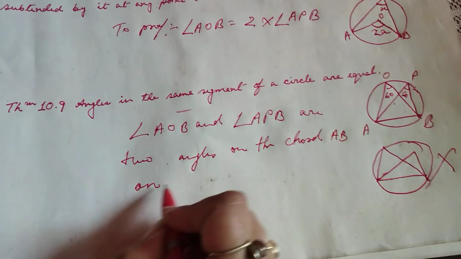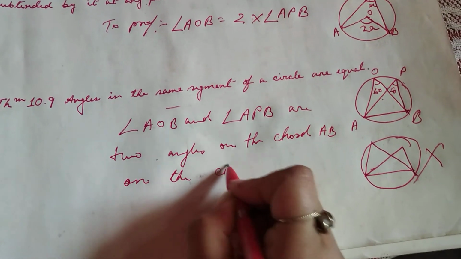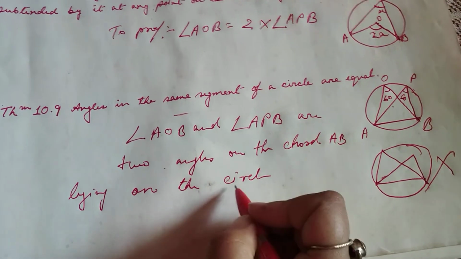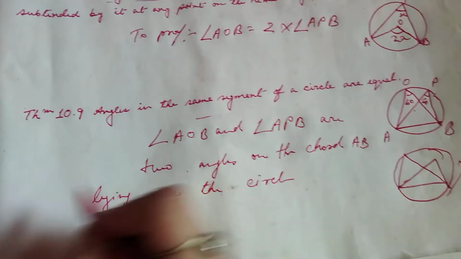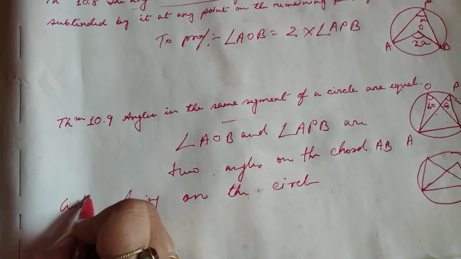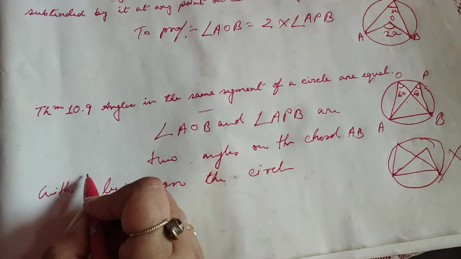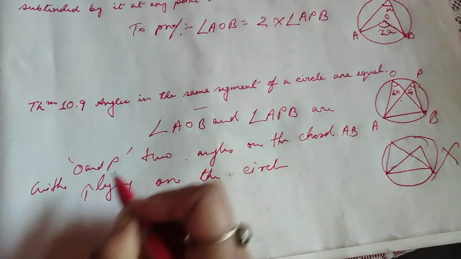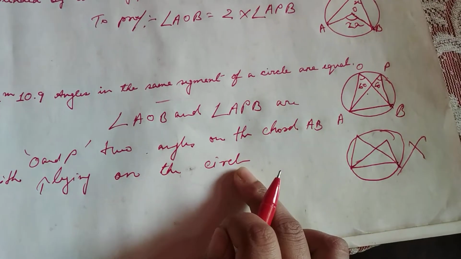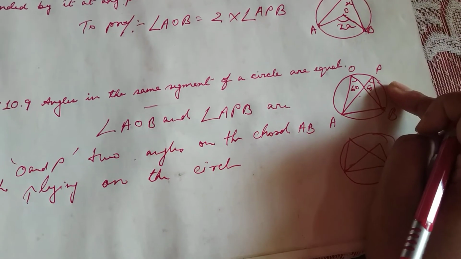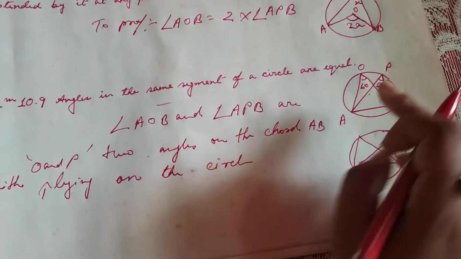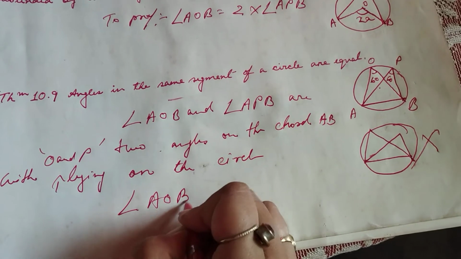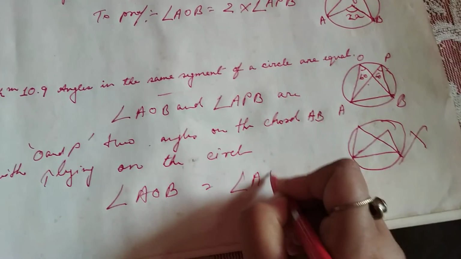on the circle. Okay, you can say lying on the circle. You can say with O and P lying on the circle. O और P circle पे lie करना पड़ेगा, circle के plane पे lie करना पड़ेगा. Then you can say that angle AOB is equal to angle APB.